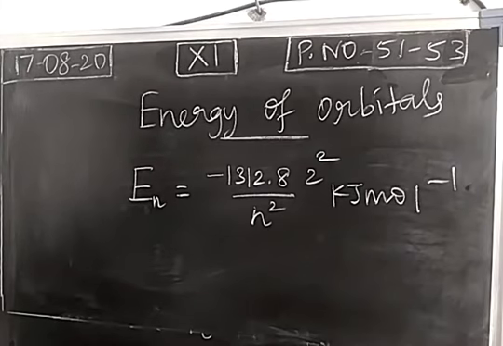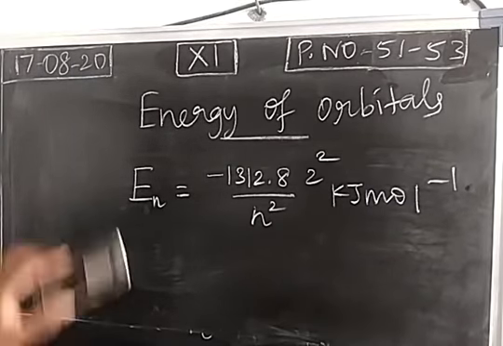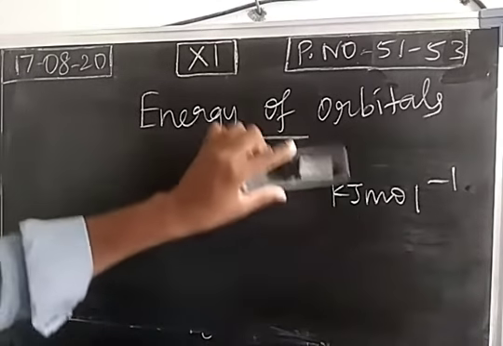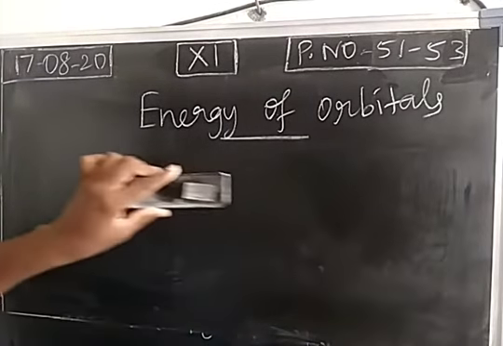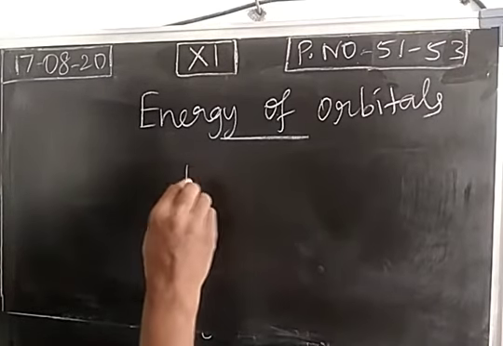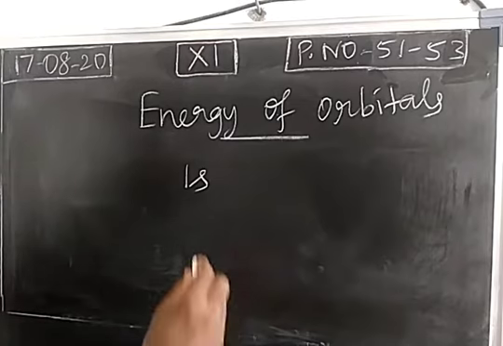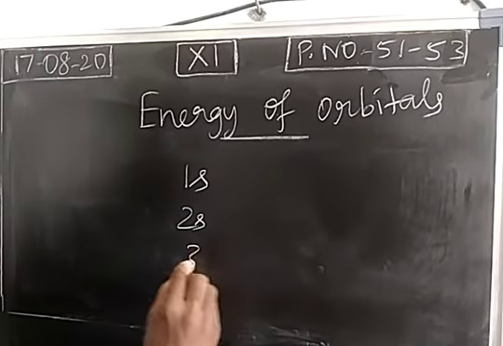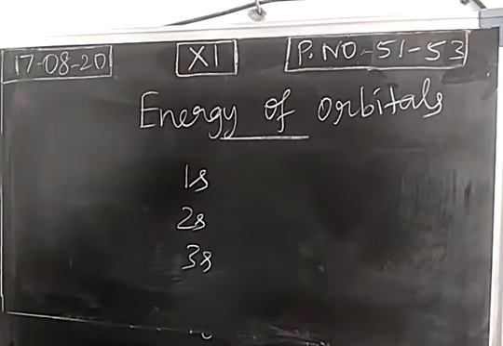The electron spends most of its time in a place which is called an orbital. So the energy of an orbital mainly depends on the principal quantum number. When the principal quantum number increases, energy will also increase, right? So this is a general concept. Consider 1s, 2s, 3s orbitals.